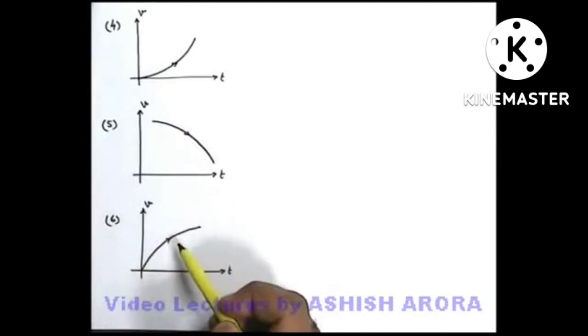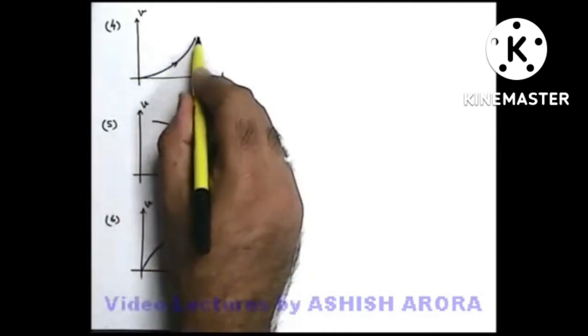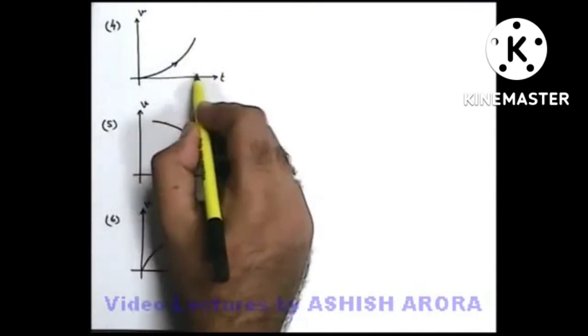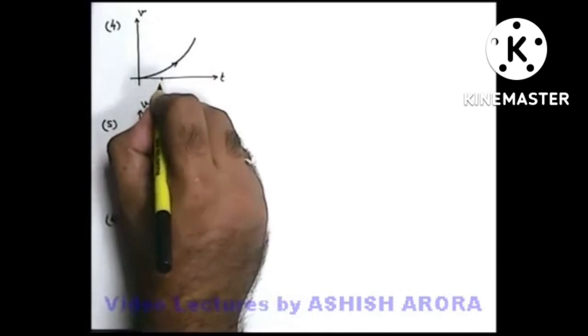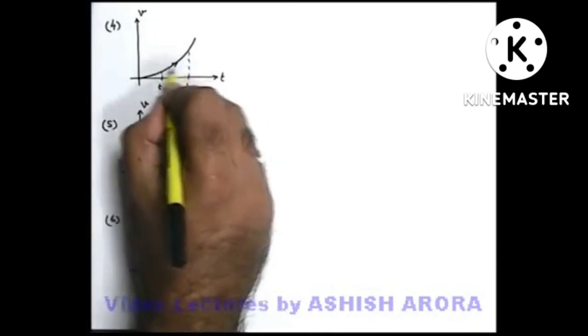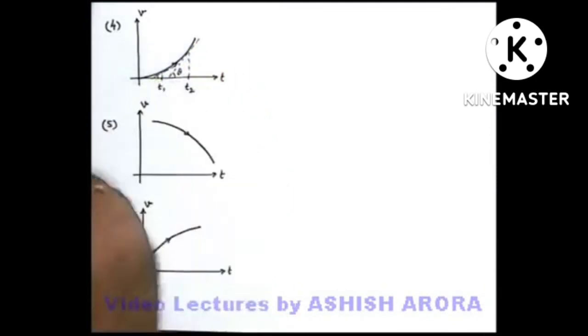Let's see some more velocity time graphs and their analysis. Say in graph number 4, we can see that the velocity time graph is a curve. That means the angle which the tangent makes with the time axis is continuously changing. If we think about the angle made by the tangent at two different times, say t1 and t2, you can see at time t2 the angle is increased. This theta is more than this theta.